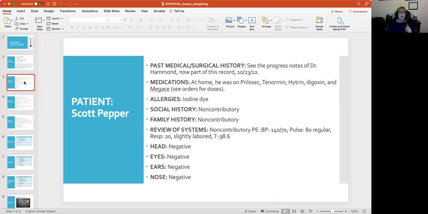Pulmonary effusion. BP, blood pressure, 140/70. It's a high. Okay, pulse 80 and regular, respiration 20, slightly labored, and he has a temperature of 98.6. His head negative for any contributory factors, eyes, ears, nose, negative, negative, negative, negative, or some doctors will write unremarkable, which means the same thing, nothing to write about. Okay.